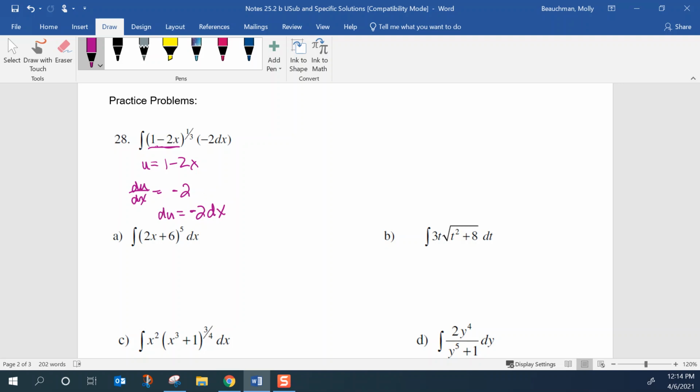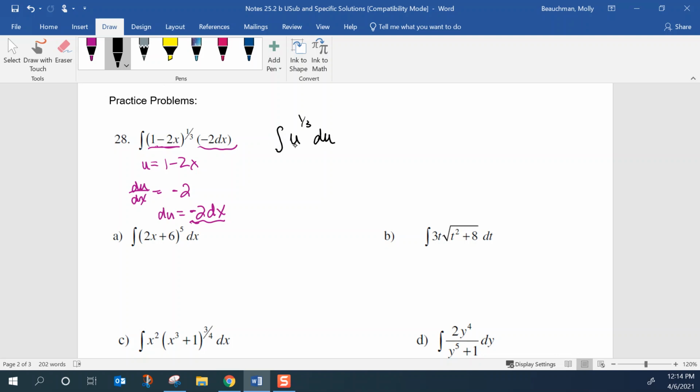Now substitute. This expression du has to match this expression -2 dx exactly. So in this case it does. If it doesn't match it exactly, it can be off by a multiple of a constant. Okay, but in this case it matches exactly. So now substitute. I get the integral of, instead of 1 - 2x, I'm going to put in u to the power of a third, and then substitute -2 dx with your expression du. So the goal is to substitute so that you can use the power rule backwards.